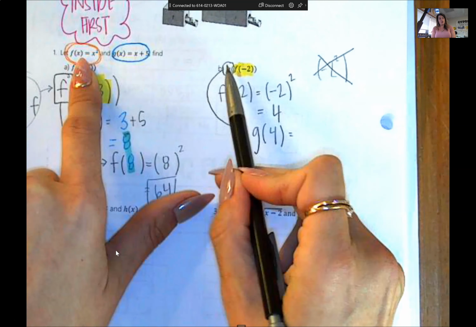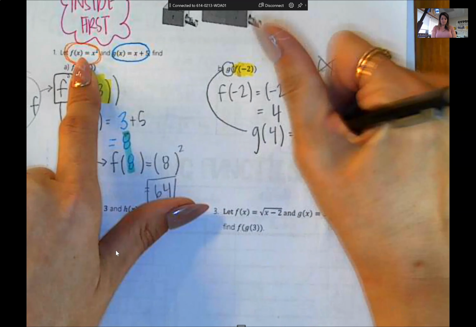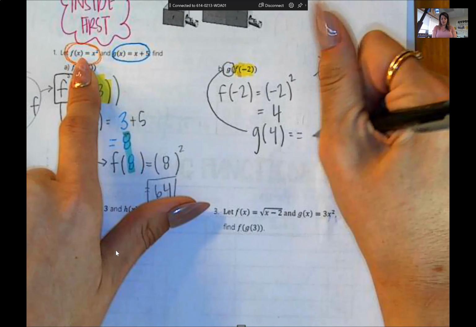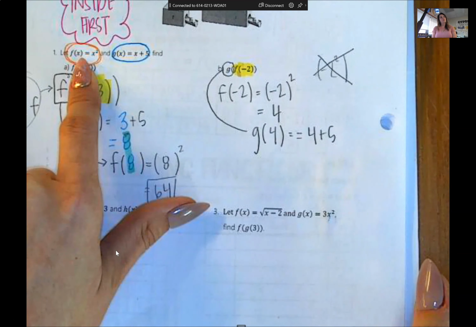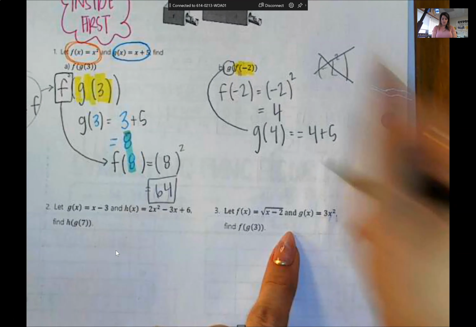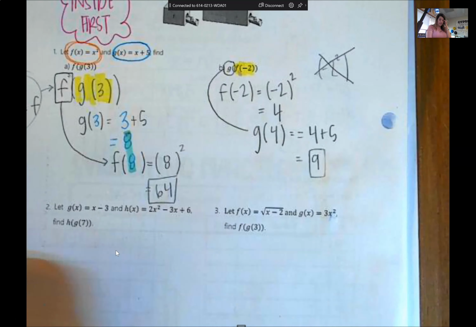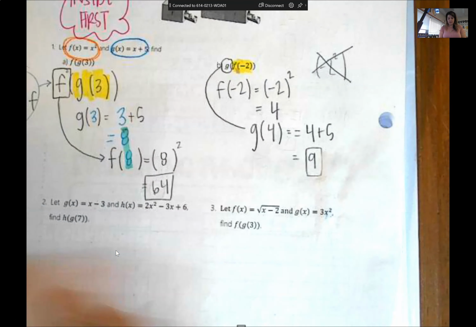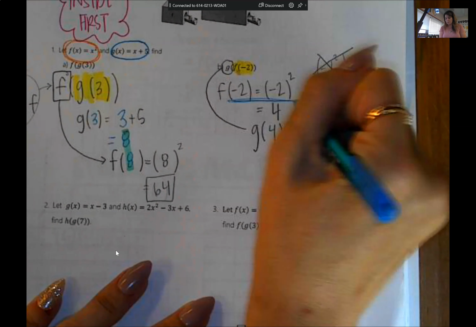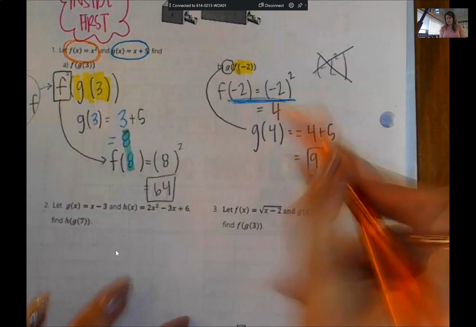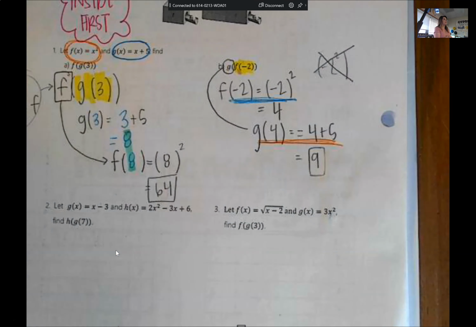We take this outside letter and evaluate that last. Well, this is just 4 plus 5. So what does that give us? 9. So if I continue on with my color coding, I can just show you here that the first thing I did was the blue function, and then I plugged that into the orange function that I highlighted.